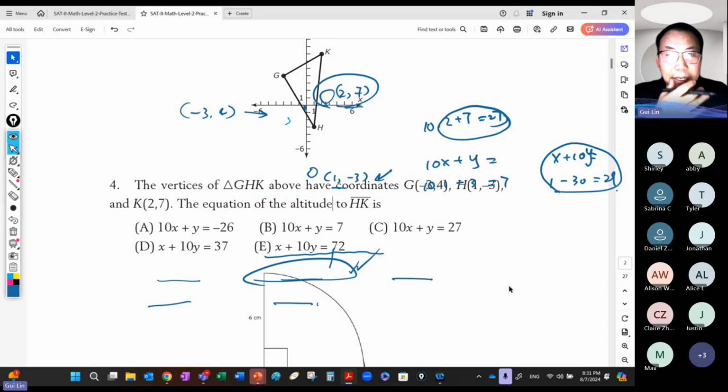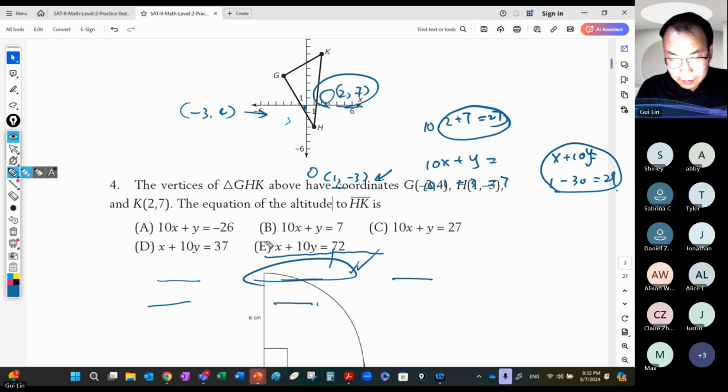So okay, I got it. The slope of HK is 10. The altitude is perpendicular to HK, so the slope is negative 1/10. But the line with slope -1/10 perpendicular to HK passing the point, I believe one of them, is a little bit confusing. Do you guys have any good idea to explain this one? Hopefully I didn't make a mistake.